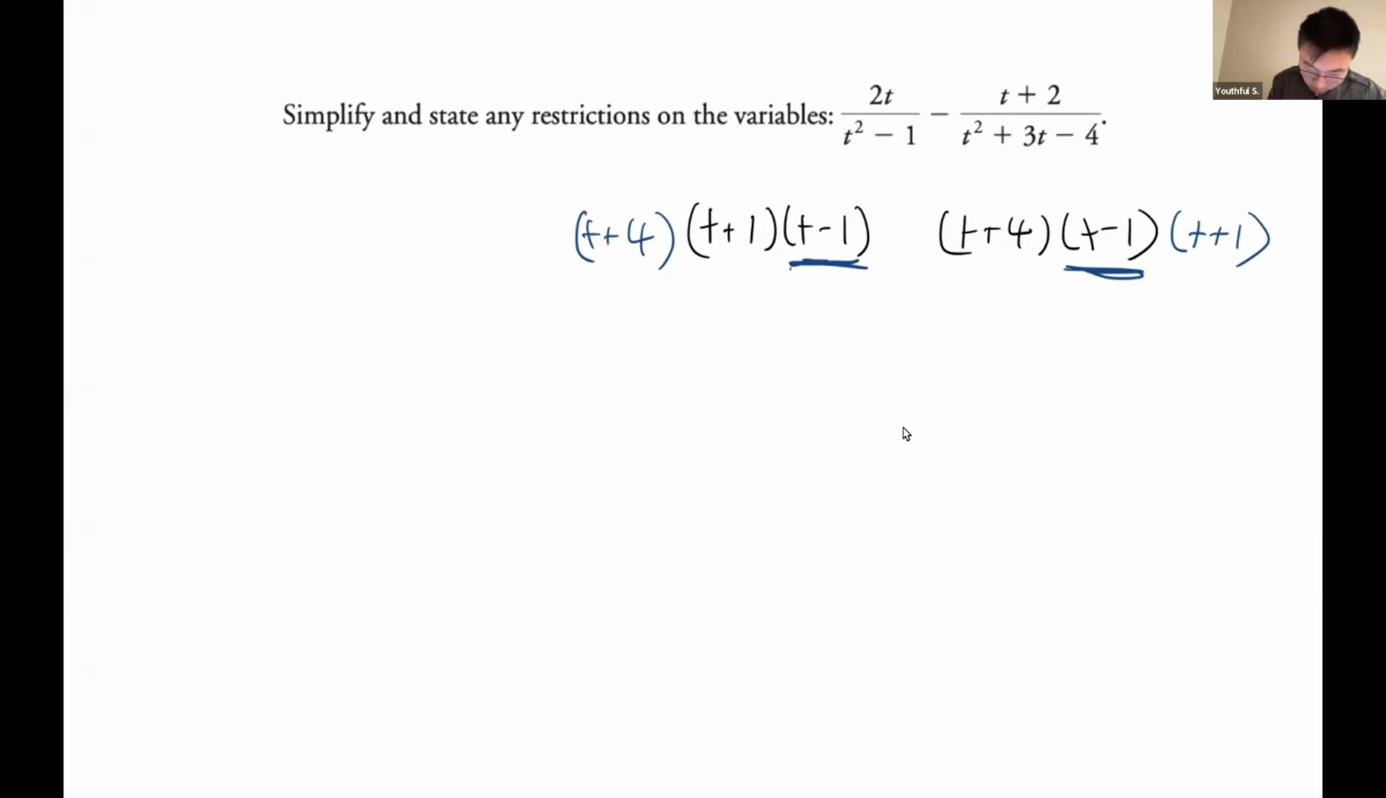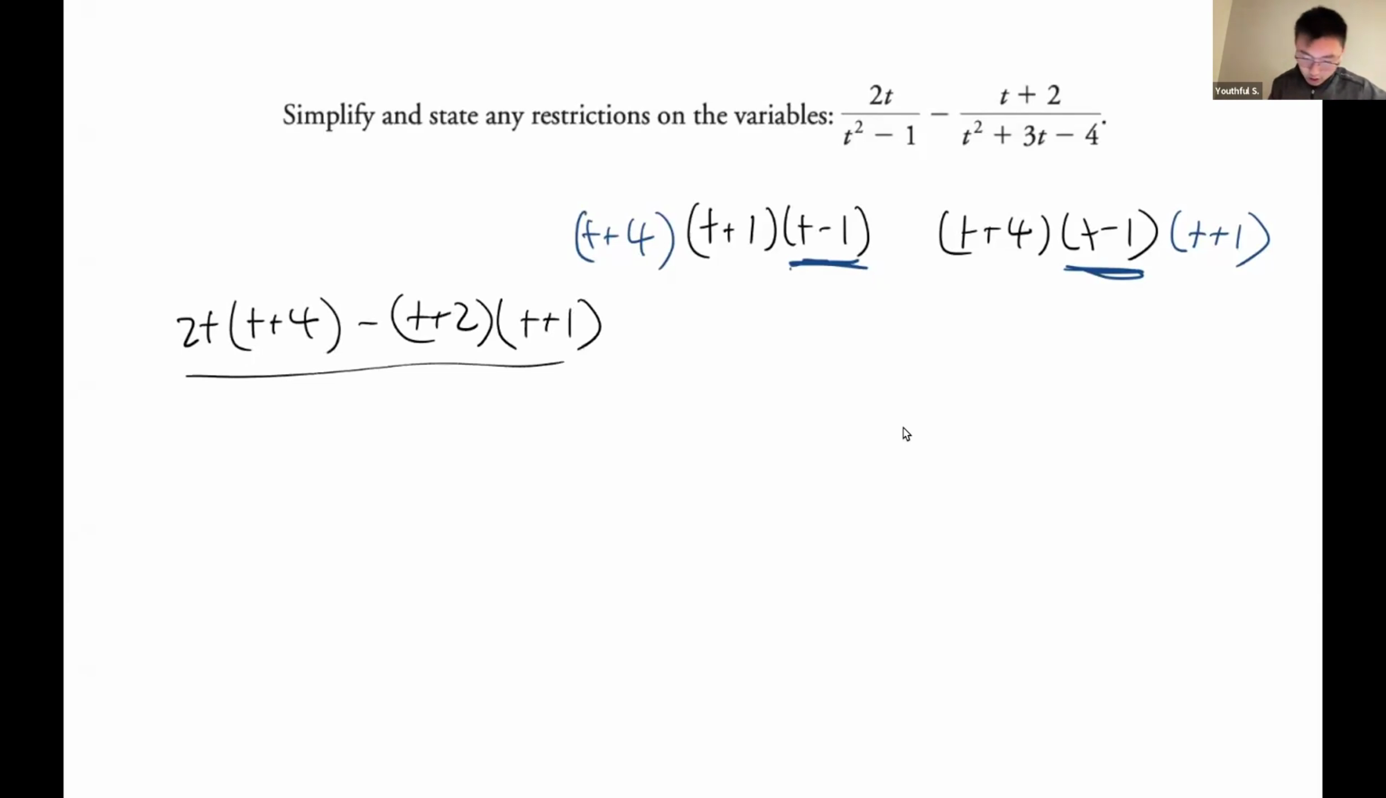So we're going to do that now. So we have 2t times t plus 4 minus t plus 2 times t plus 1 over the new common denominator, which is just t plus 4 times t plus 1 times t minus 1.